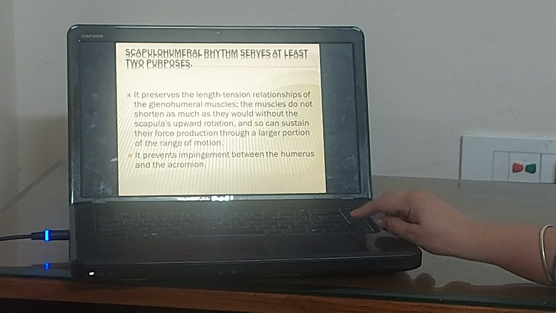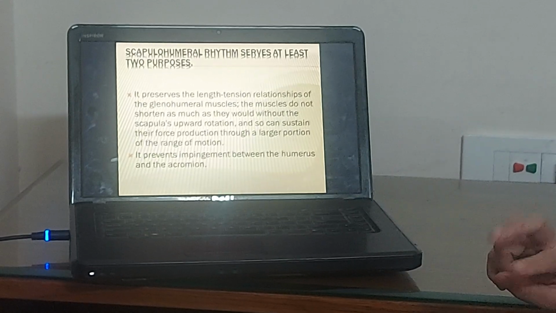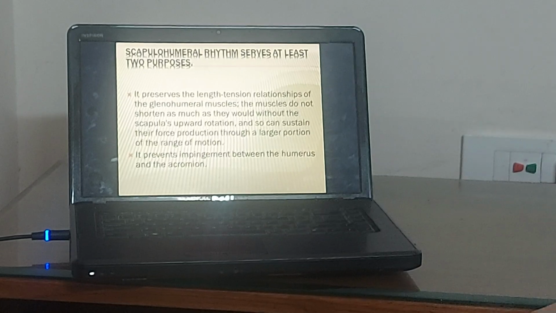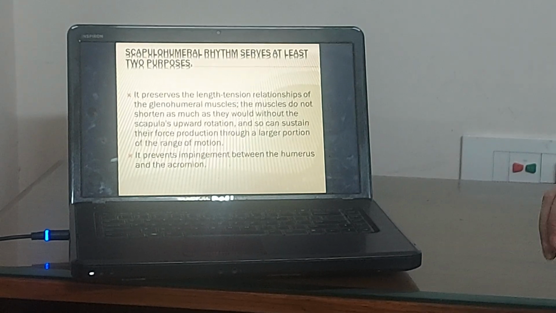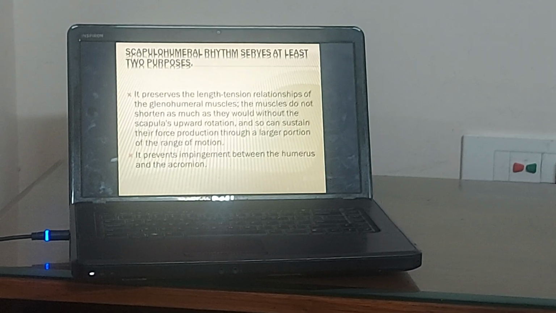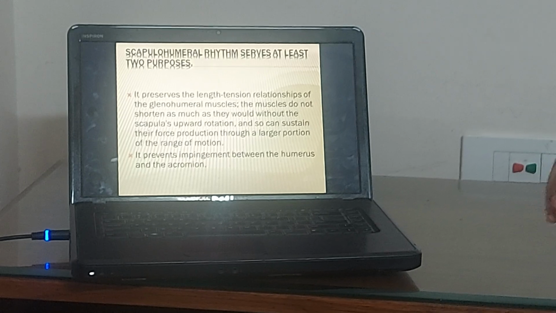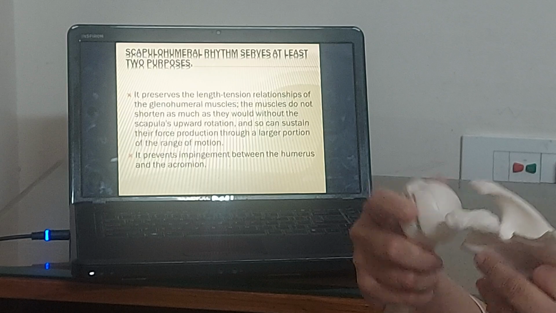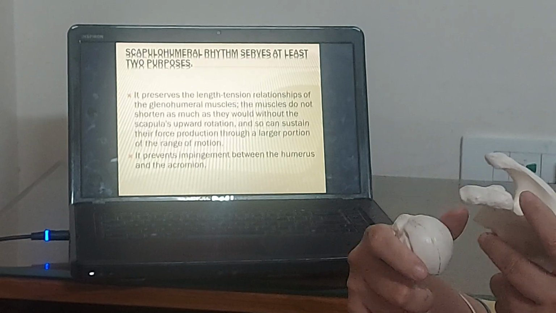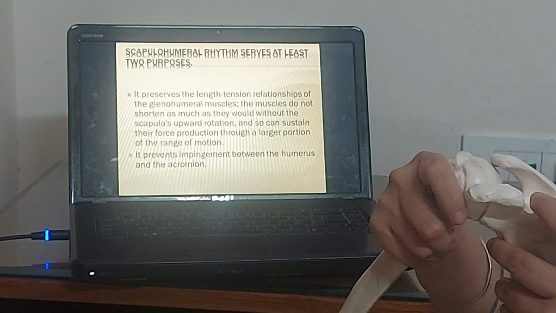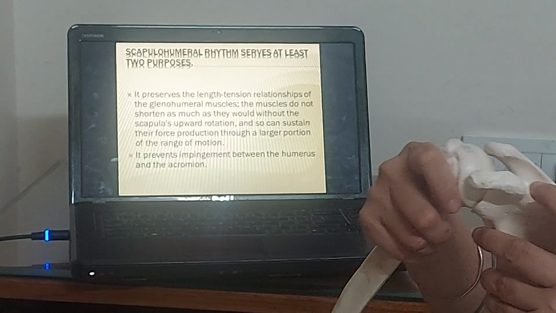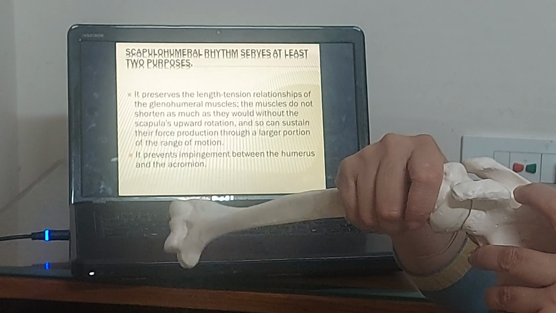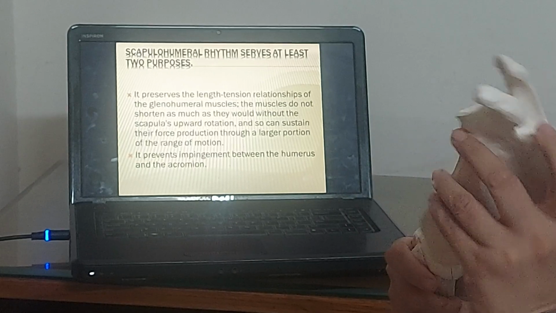Now scapulohumeral rhythm serves two purposes. One, it preserves the length tension relationship of glenohumeral muscles. That is, the muscles do not shorten as much as they would without scapular upward rotation. The rotation of this scapula gives a very good length tension relationship of all the muscles around this shoulder complex, and they are able to produce maximum force and maximum range of motion because of this scapular rotation.